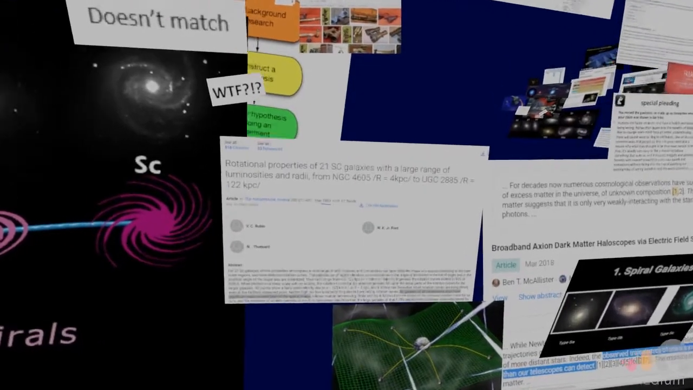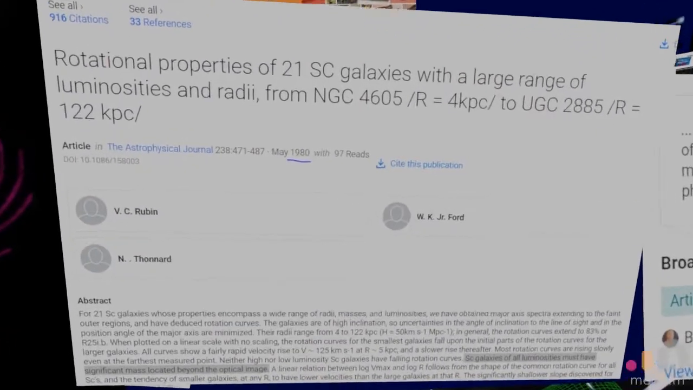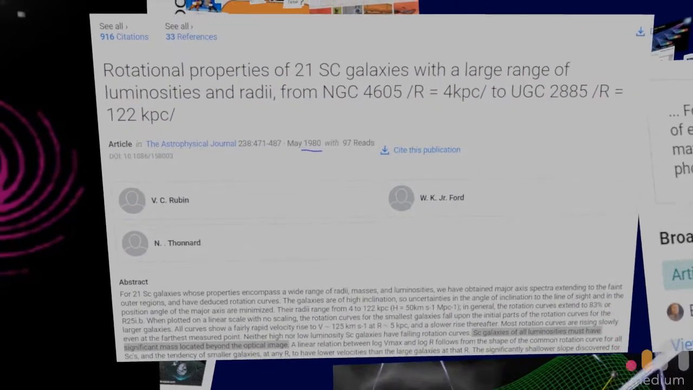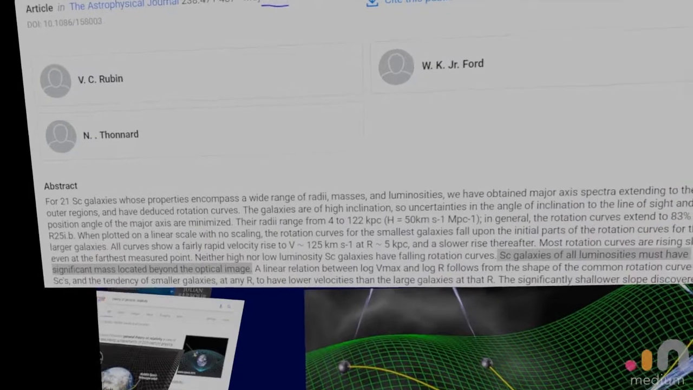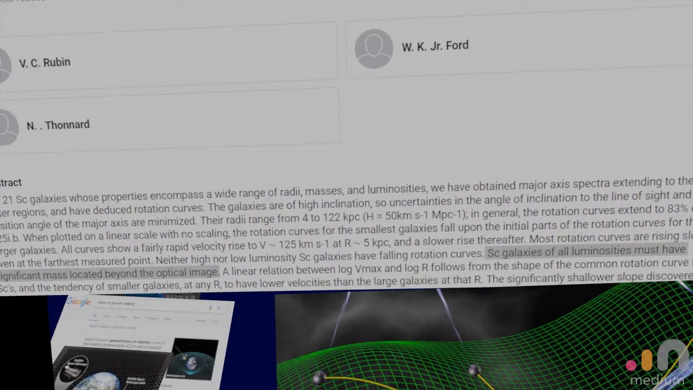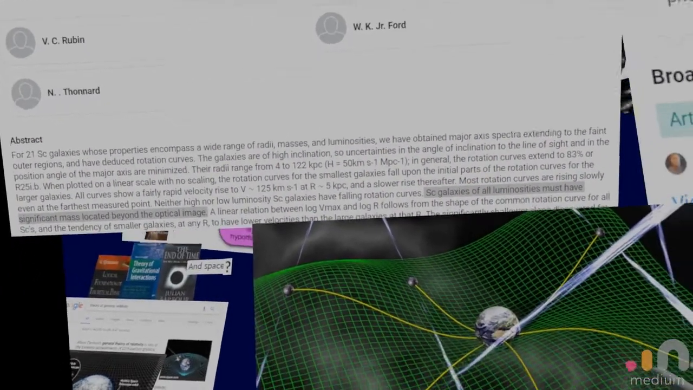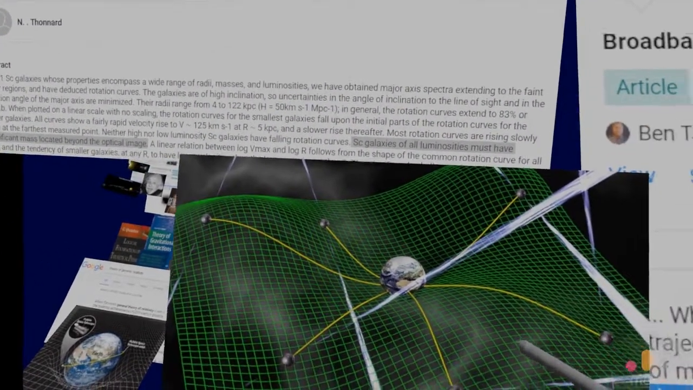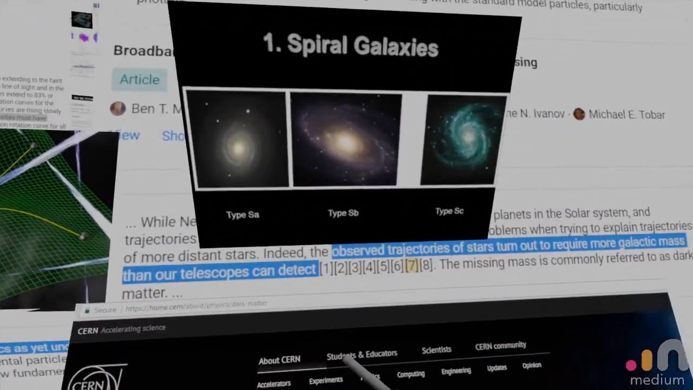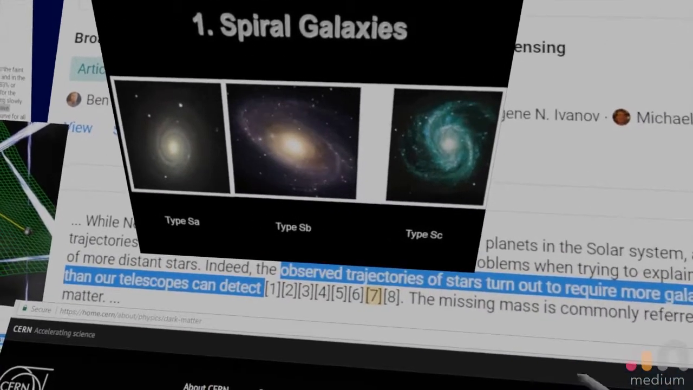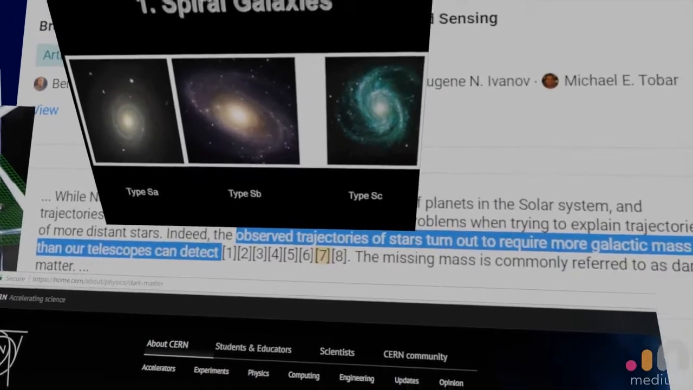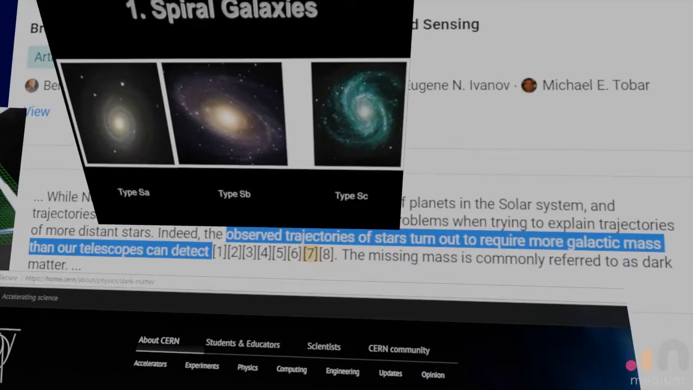So let's look at this paper, published in May of 1980. Rotational properties of 21 SC galaxies. SC galaxies of all luminosities must have significant mass located beyond the optical image. So that means that galaxies shouldn't be moving like that unless there is invisible stuff that's making more gravity. So more mass equals more gravity. This just needs a little help from an invisible matter. The observed trajectories of stars turn out to require more galactic mass than our telescopes can detect.